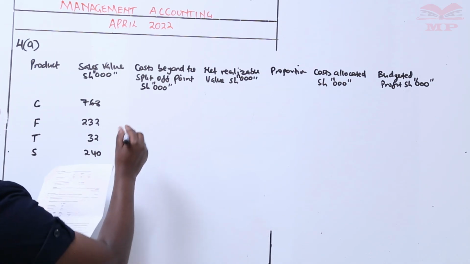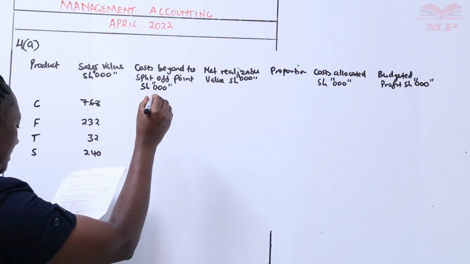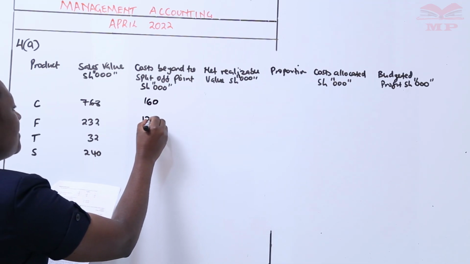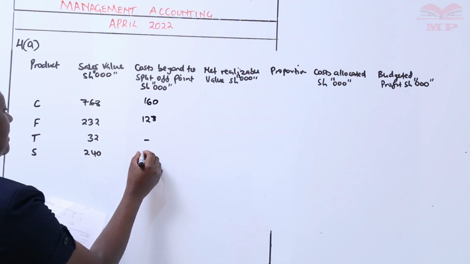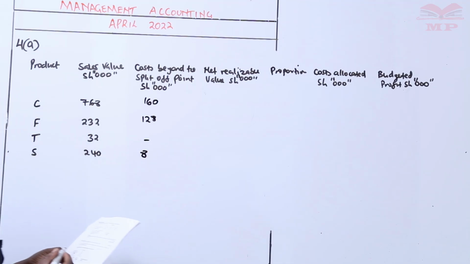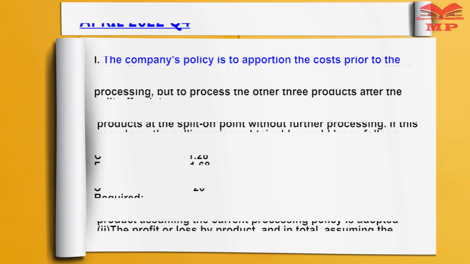So we've been given the costs for product C is 160, F 128. Here we do not have an extra cost, and then for S is 8. So in note number 1, we were told that the company policy is to apportion the cost prior to the split off point on a method based on net realizable value.